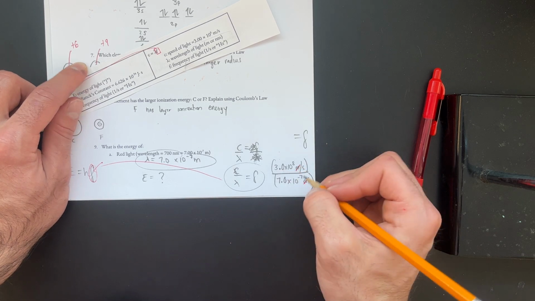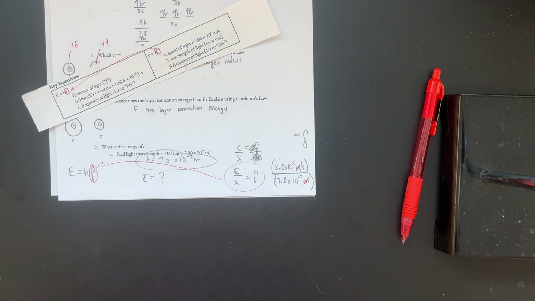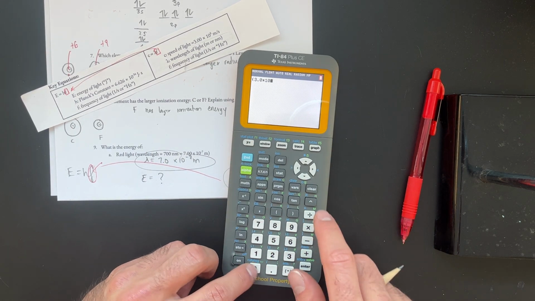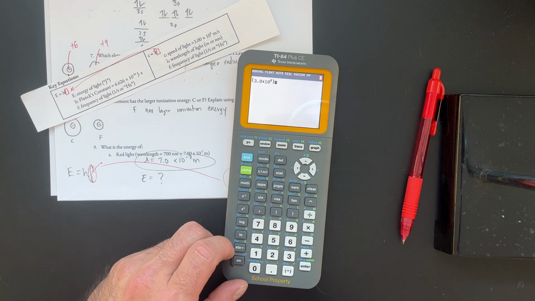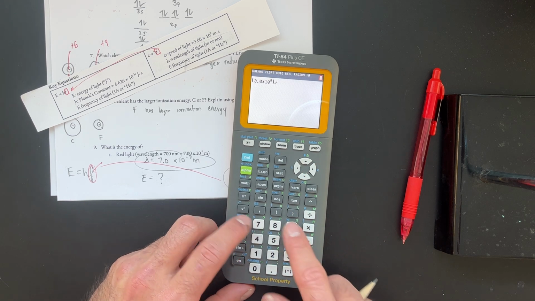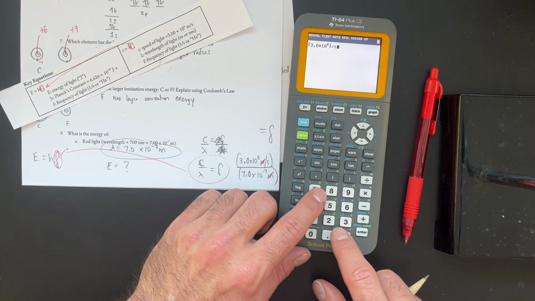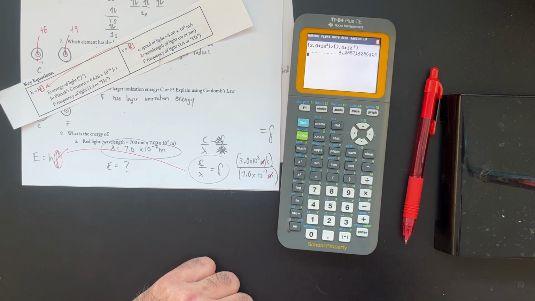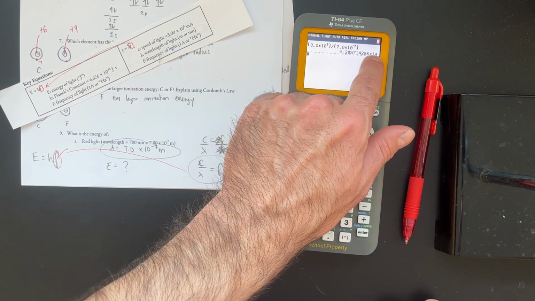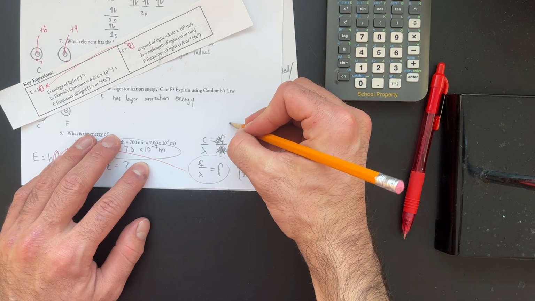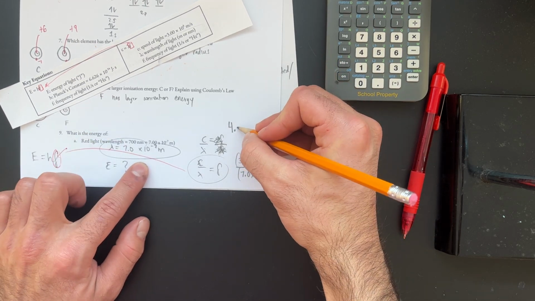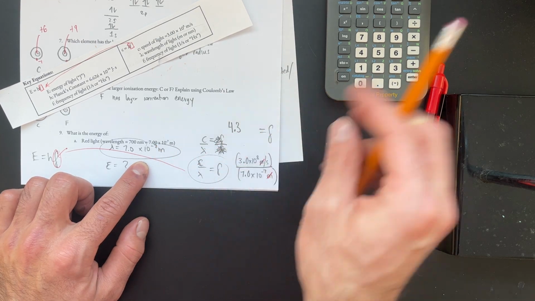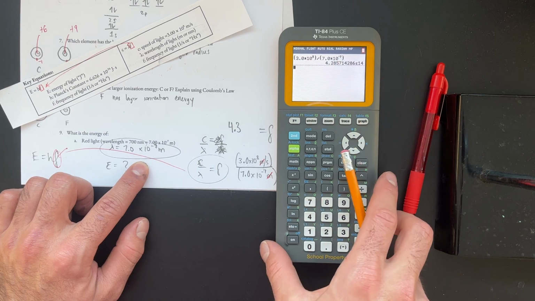And so 3.0 times 10 to the 8, let's put that in our calculator. All right, so 3.0 times 10 to the 8, all that in parentheses. Divide by 7.0 times 10 to the negative 7, all that in parentheses, put it in. 4.2 E14, that means times 10 to the 14. I guess it's 4.3. Yeah, actually, no, I have 3 sig figs here, right? So I should have 3 sig figs at the end. So 4.28, 4.29.